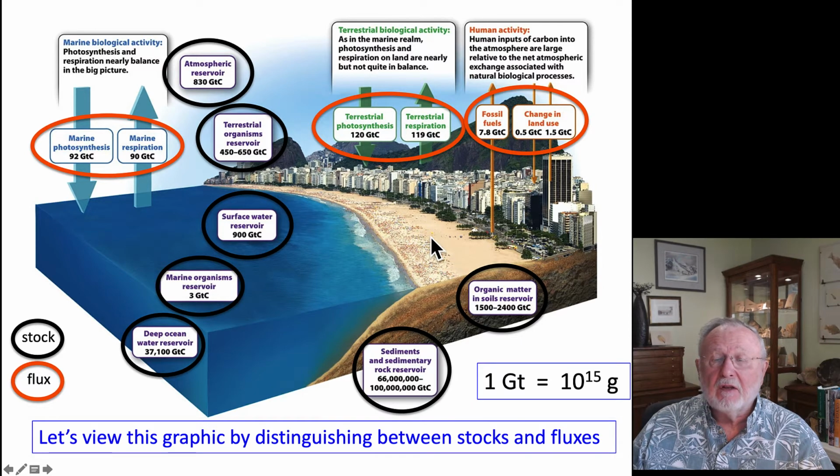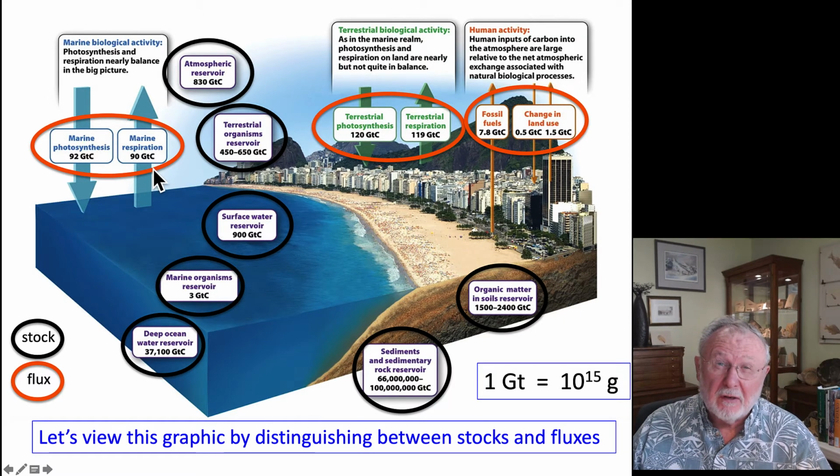If we begin to look at the fluxes, though, what we see is that the fluxes are about equal going in and out. So we get about 90 gigatons of respiration coming out of the ocean every year, and we have about 92 gigatons going in. On land, we have about 120 gigatons coming out and 119 going in. So the fluxes are very close to each other on land and in the ocean.